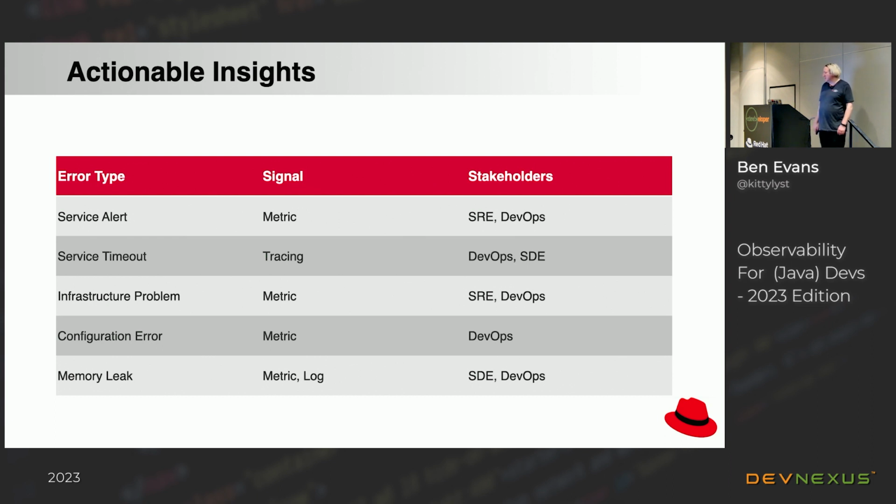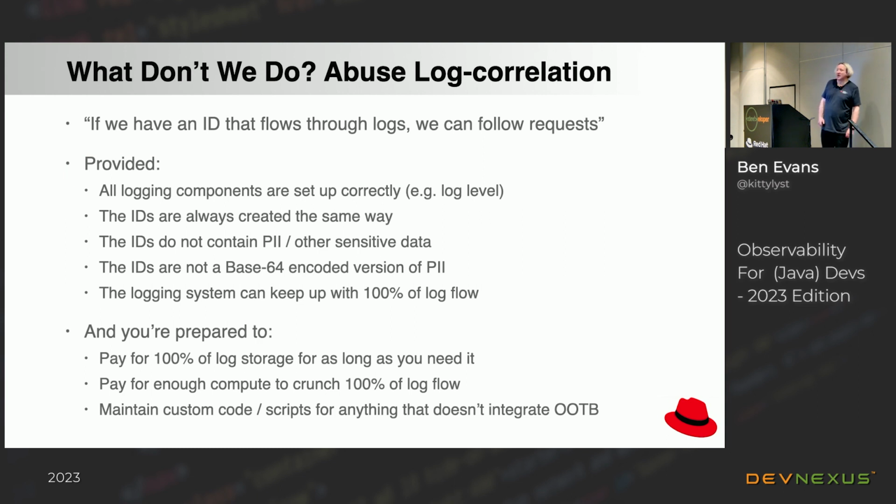So to finish this section, and before we move into the second half of the talk, what don't we do? Two anti-patterns for you to think about. The first of them is to abuse log correlation. What does that mean? Well, lots of people think, I don't want to implement tracing, it looks like a lot of work. How about we just stick an ID in all of our log messages, and then I can grep through and find all the messages with that ID, and then I can produce a trace from that, right? Sounds like a great idea. It's absolutely terrible.